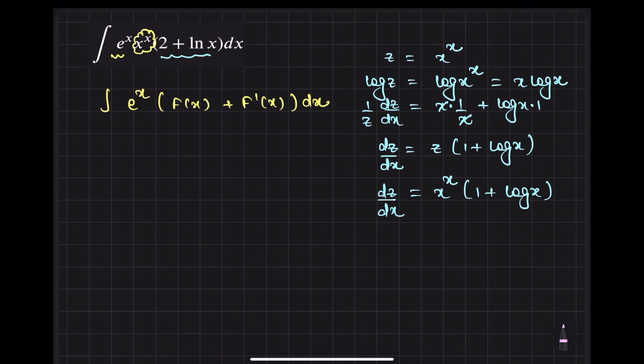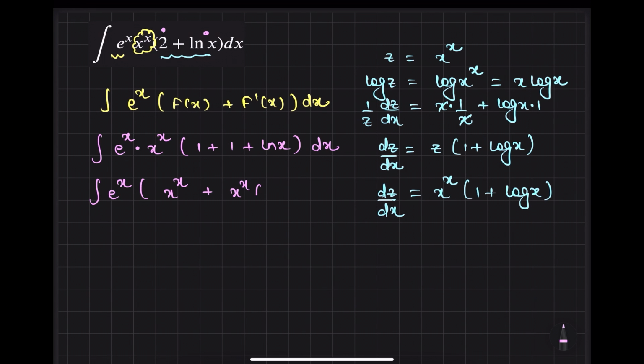Now look at this. Can we create this situation or not? We have log x and we have 2. So can we distribute 2 to make 1? So e power x times x power x times (1 plus 1 plus ln x) dx. Now let's recreate the situation: e power x times (x power x plus x power x times (1 plus ln x)) dx.